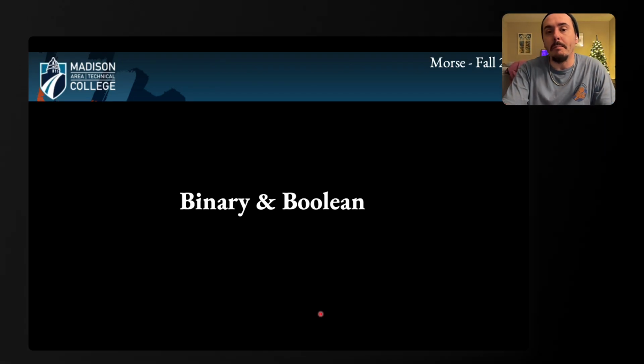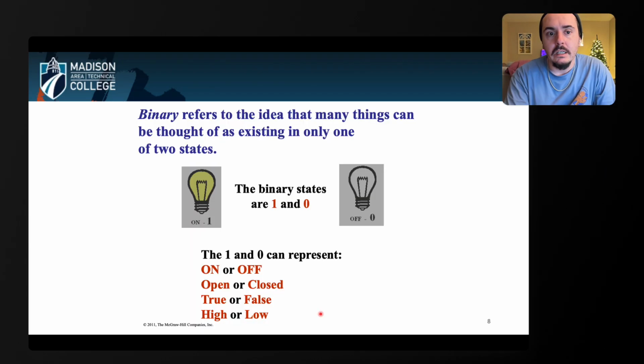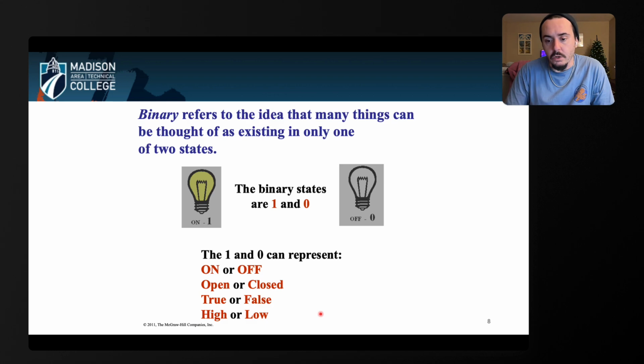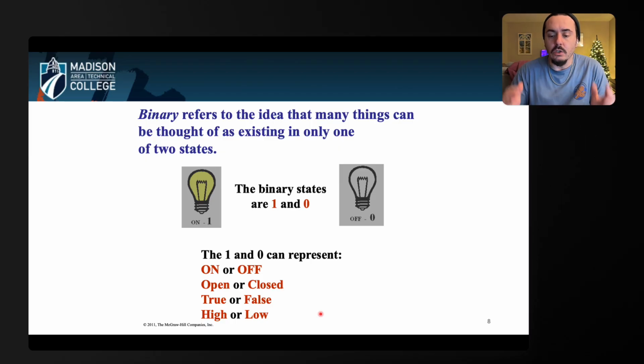All right, so now we're going to talk about Boolean and binary. Binary refers to the idea that something can either be on or off. It can either be one or zero. So the cup is either empty or the cup is full. There is no in between. It's open, closed, true, false. So it's a one or a zero.